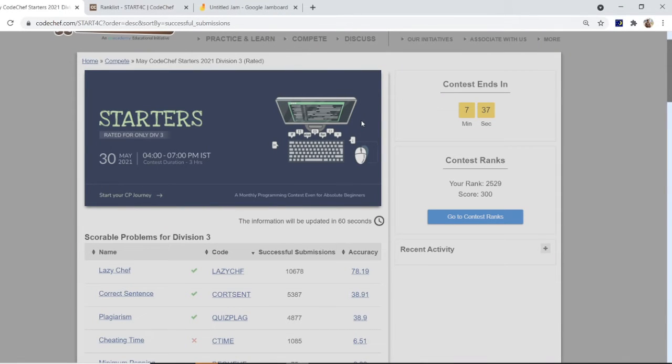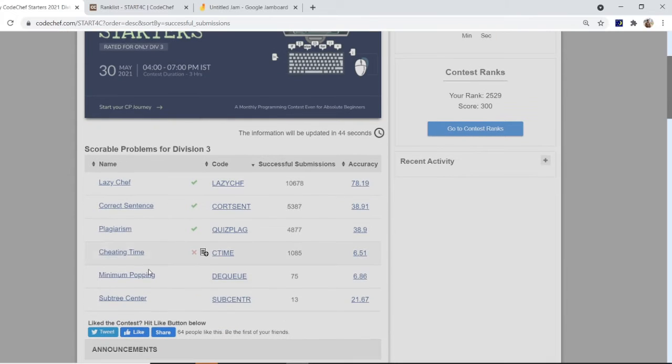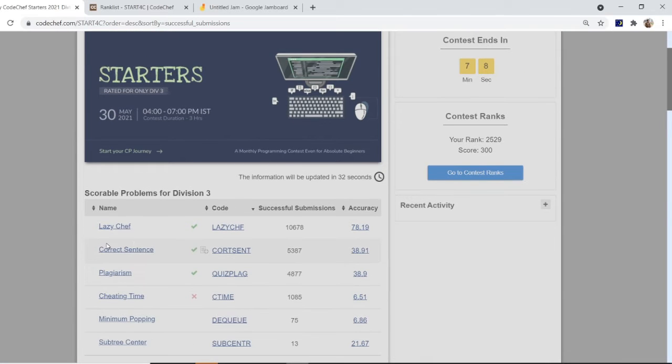Today we have a contest, May CodeChef Starters 2021 Division 3, rated. This is another CodeChef contest of mine at Division 3. I solved three problems here. The contest is still running. I submitted the solution of problem number 4 several times, but I got a wrong test case. Now I'm going to explain the problem, so let's jump into the first problem.